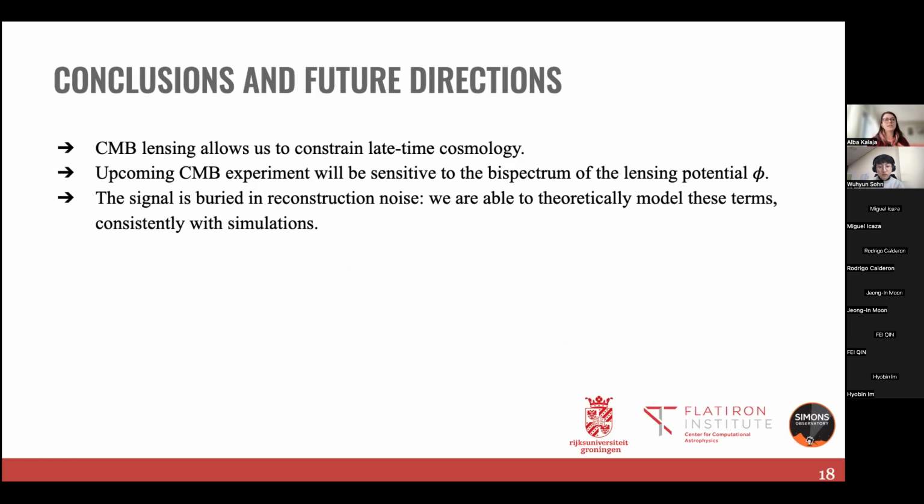But the signal is buried in reconstruction noise. And in this paper, we were able to model these terms theoretically and then test them with simulations. So we have a picture of what this reconstruction noise looks like, especially on the largest contributions that will bury the signal. But there's a lot of work ahead.